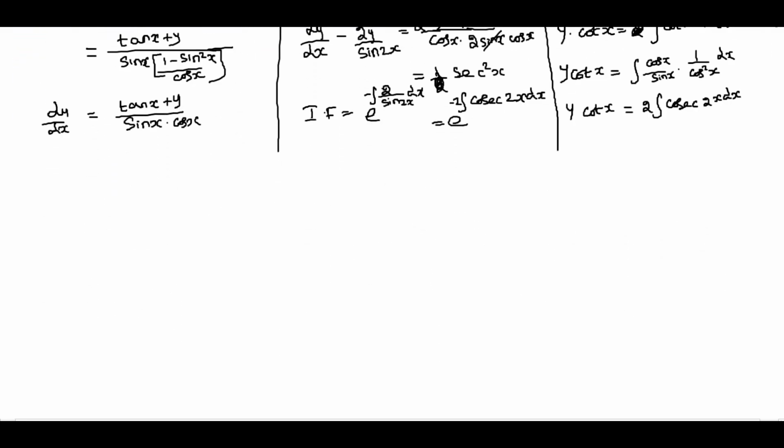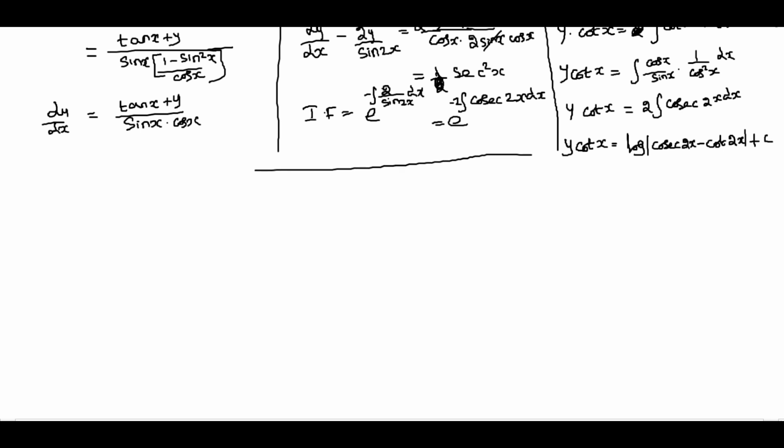So now, using the integration, y cot x equals again the same form, log of cosecant 2x minus cot 2x. 2 will be cancelled because again you have a constant in the denominator, plus c.